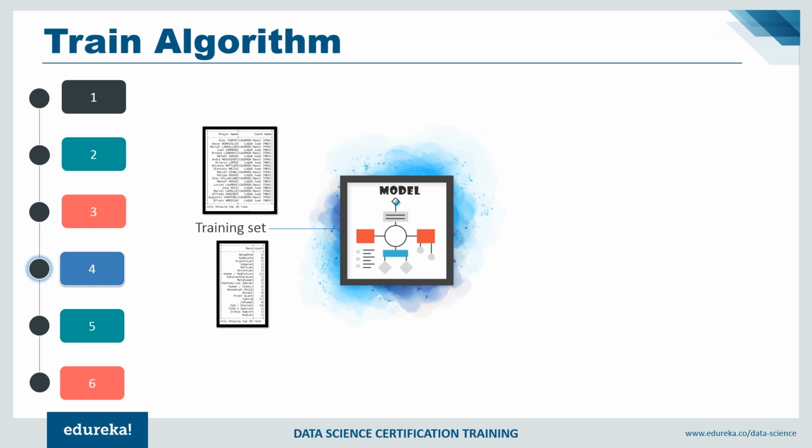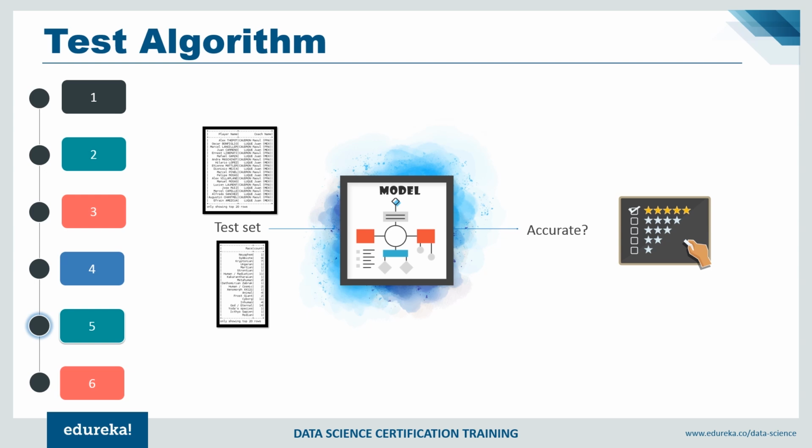Once we have trained the algorithm, next comes testing. The testing data set determines the accuracy of our model. What we do is provide the test data set to the model, which tells us the accuracy of the particular model, whether it's 60%, 70%, 80%, depending upon the requirement of the company.